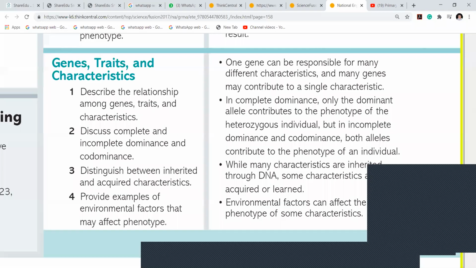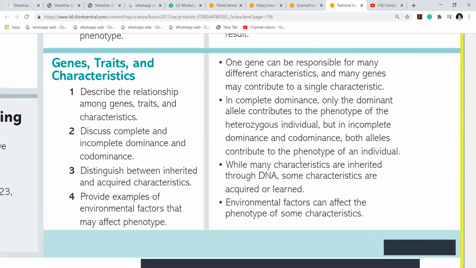So this is the summary of the lesson. What are the main concepts we have learned here, and what do they say? For example, describe the relationship among genes, traits, and characteristics.